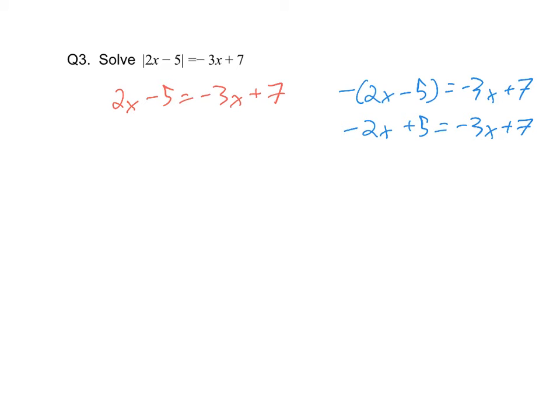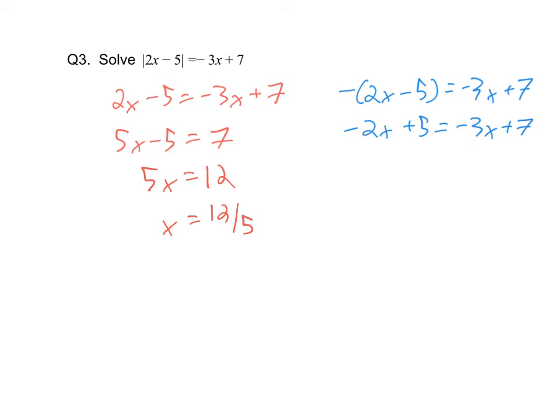So if we add 3x to both sides, we get 5x minus 5 equals 7. Now add 5 to both sides. 5x equals 12. And then finally divide both sides by 5. x equals 12 over 5. So that's one possible solution to this problem.